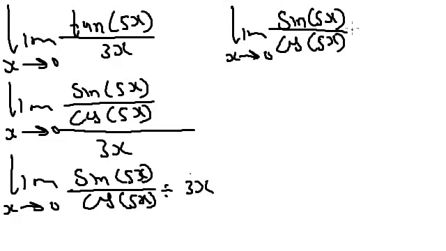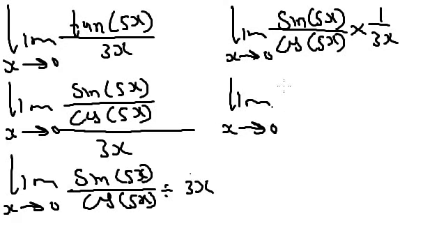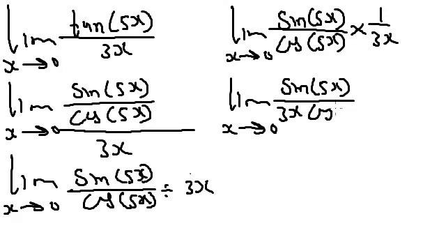Then we change the sign to product. Then we flip this one. Initially it is 3x over 1, so if we flip it, it becomes 1 over 3x. So therefore, simplifying forward, we have the limit as x approaches 0 of sine 5x all divided by 3x cosine 5x.